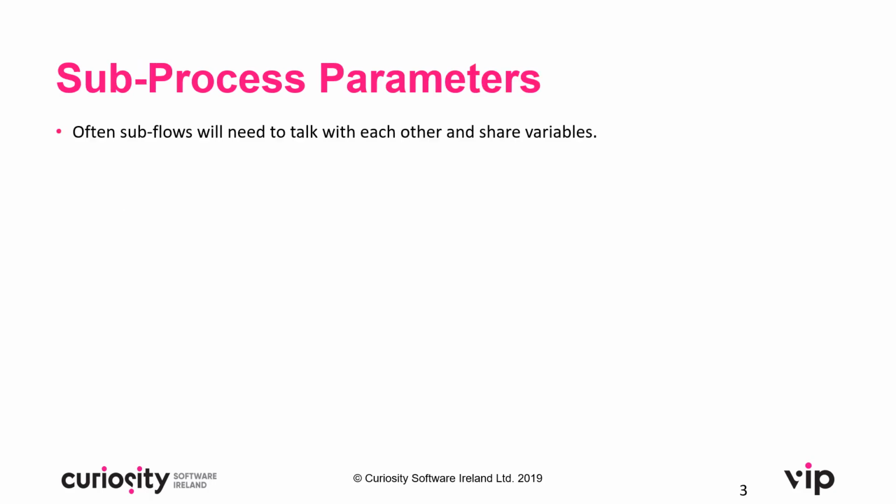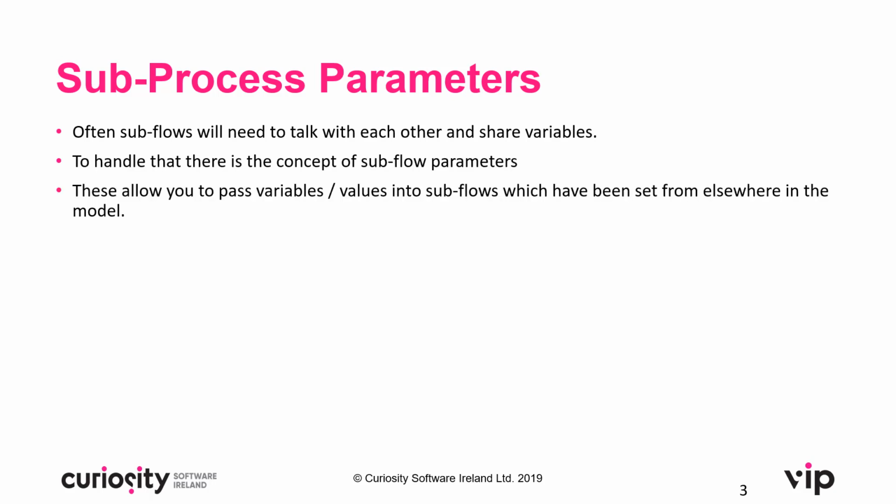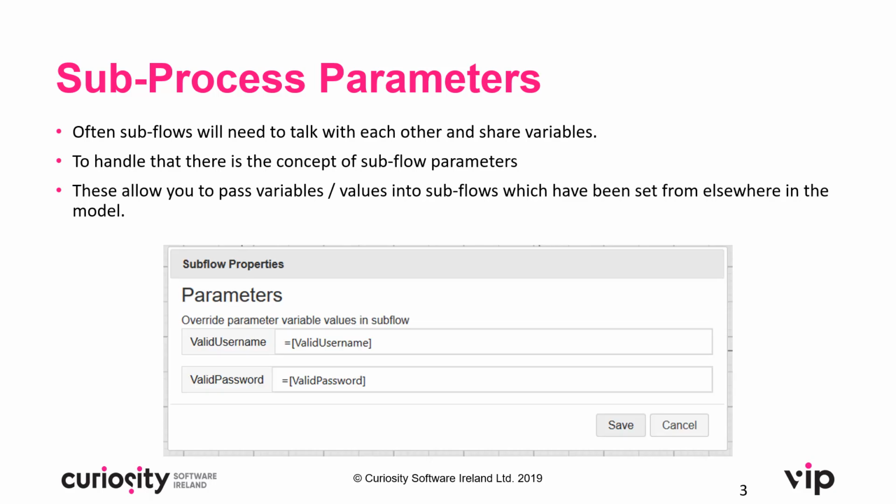Often subprocesses will need to talk with each other and share variables between them. To handle this, there is the concept of subprocess parameters. These allow you to pass variables and values into subprocesses which have been set from elsewhere in the model. Here we have an example screen which allows us to embed test data variables as arguments into a subprocess.